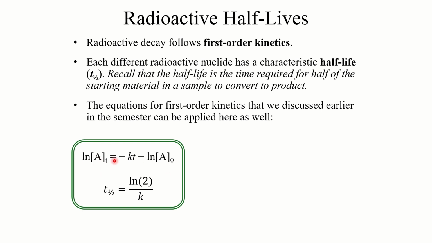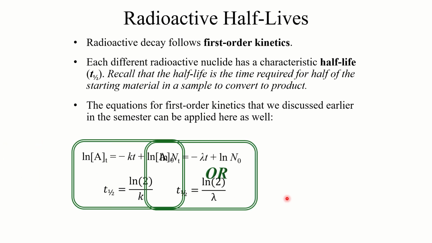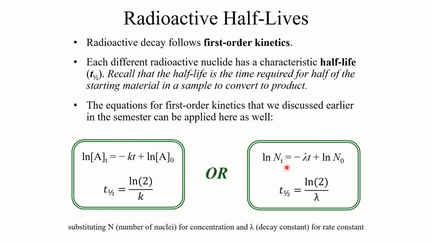It was natural log At equals negative kt plus natural log A0, and t 1/2 equals ln2 over k. You may also see it represented a little bit differently, where we say natural log Nt equals negative lambda t plus ln of N0. Here, we're substituting N, number of nuclei, for concentration, and we're substituting lambda as the decay constant for the rate constant. So lambda here does not mean wavelength. I know that you used lambda for wavelength in the energy and light section of Gen Chem 1, but here lambda means decay constant, and it's just a substitute for a rate constant.